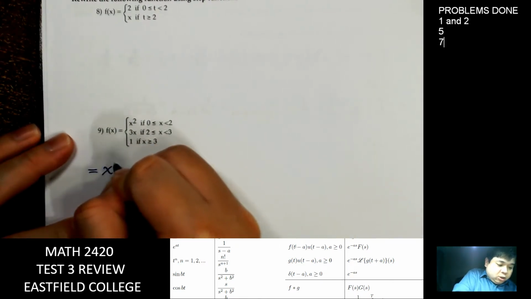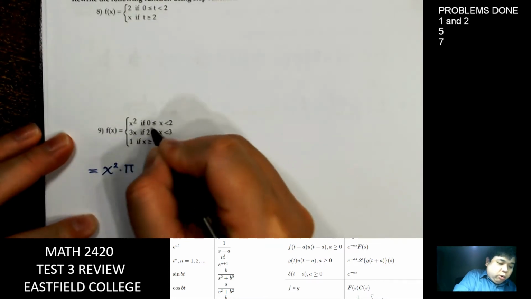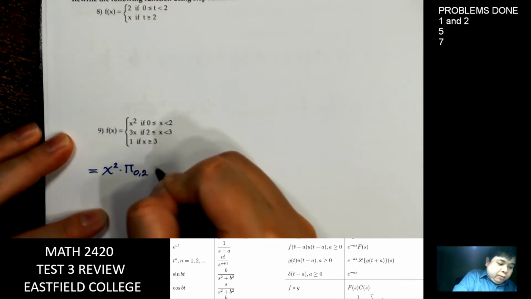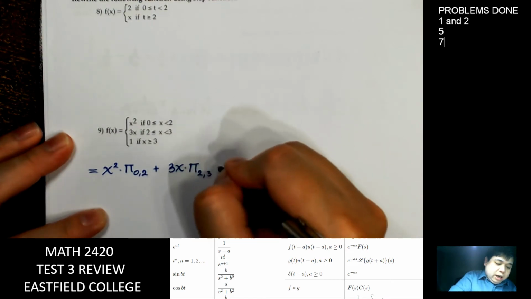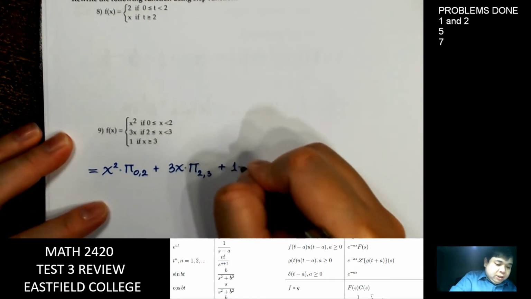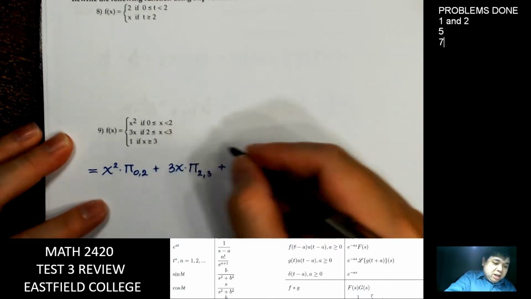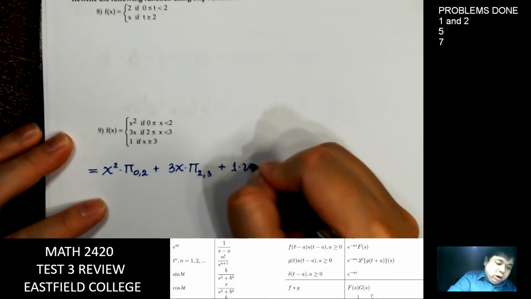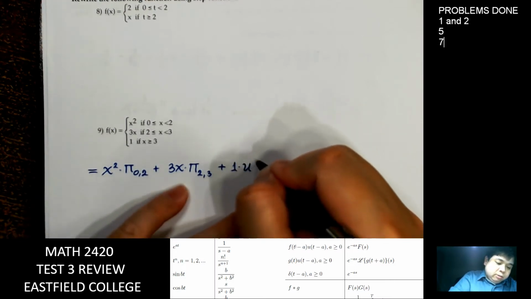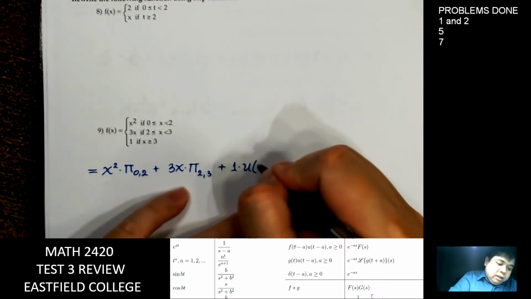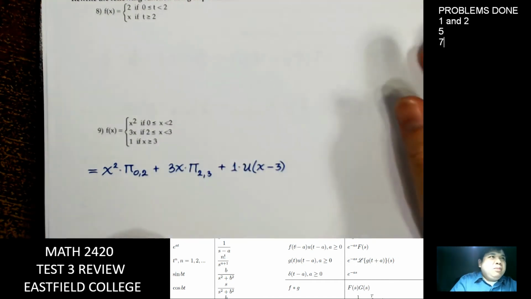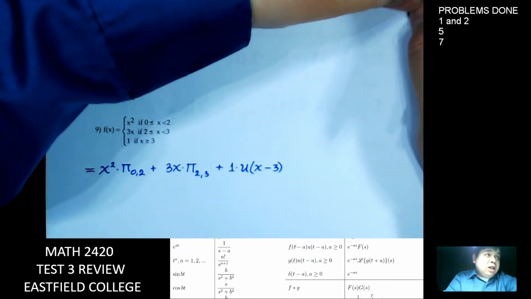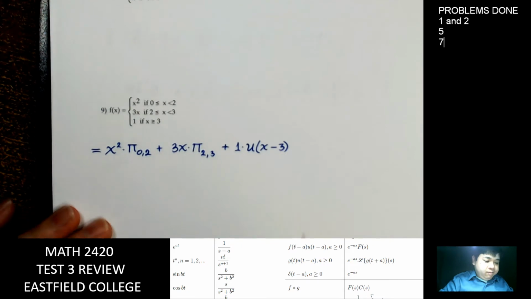So we have x squared, the window function will go from 0 to 2, and 3x times the window function that goes from 2 to 3, and then plus 1. It's not a window function because that's for x greater than 3, so we write u of x minus 3. It should be t because usually this is a function of t, but it doesn't matter.